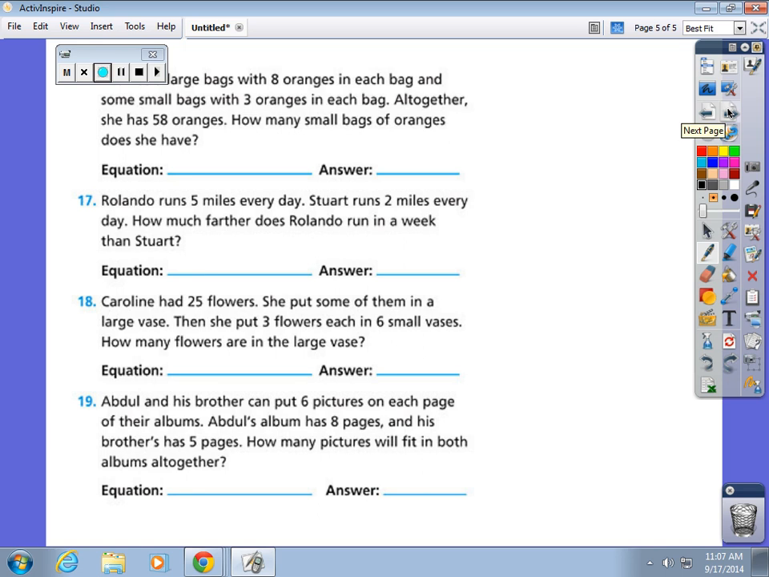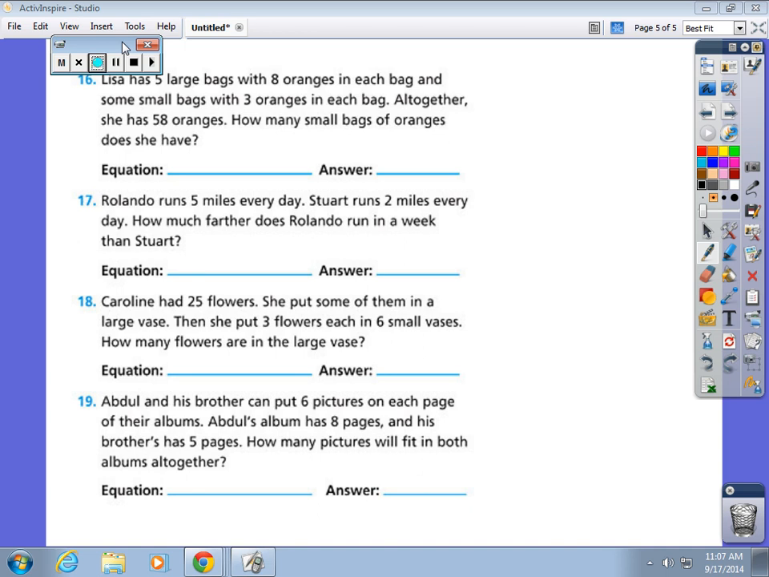Mental math strategy right there. Let's move this a little bit more. Lisa has 5 large bags with 8 oranges in each bag and some small bags with 3 oranges in each bag. She has 58 oranges. How many small bags of oranges does she have?